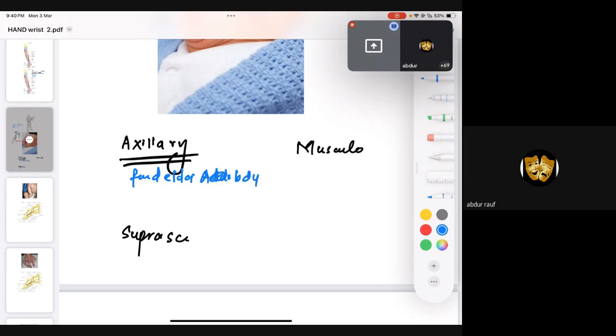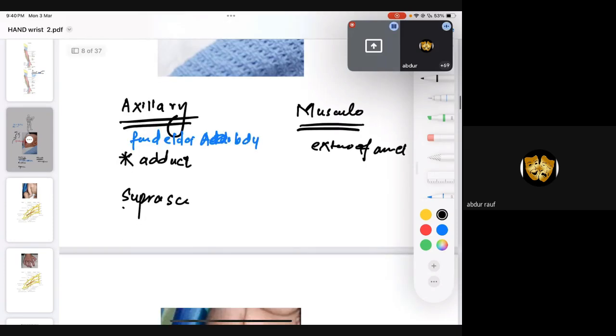If abduction is gone, the opposite group of muscles, what are they going to do? They're going to adduct your arm, right? If the musculocutaneous is gone, flexion is gone, so the opposite group of muscles, the extensors, would dominate. So what would happen at the elbow? You are going to see extension of the arm at the elbow, right?